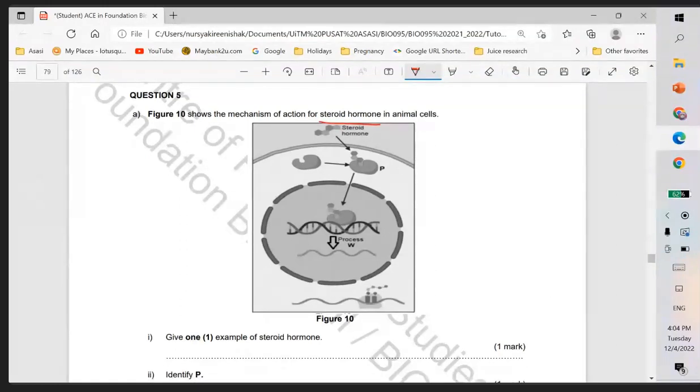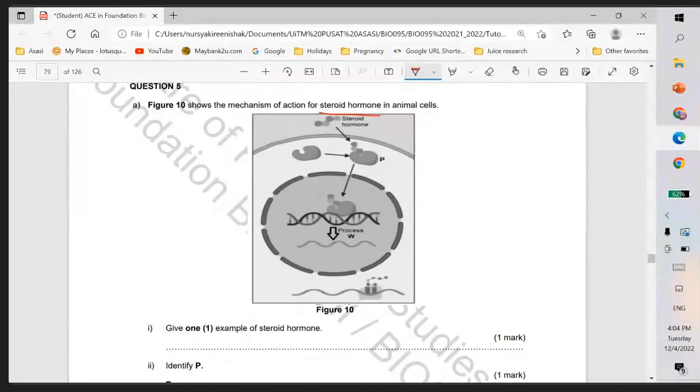So for A, give one example of steroid hormone. So the answer is cortisol. Cortisol. Okay. Steroid hormone is made up of what? Fikri? Kenapa steroid hormone ni kita panggil dia steroid? Dia dibuat daripada molekul apa? What is the precursor molecule used to synthesize steroid?